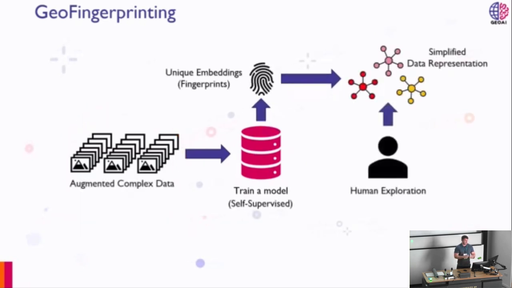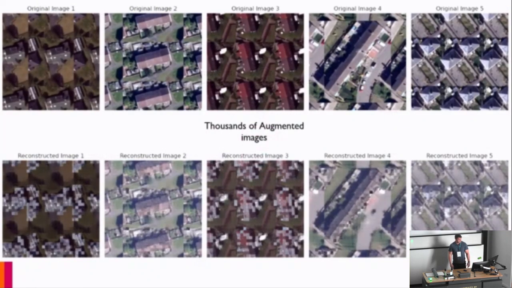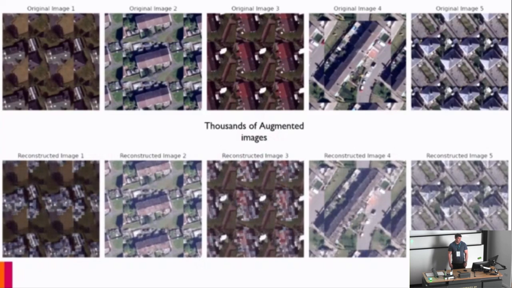So the idea of geofingerprinting is to create augmented sets of data based on areas that you know about already, use a self-supervised approach to create unique embeddings or fingerprints, and then use human exploration at the end when you've got simplified representations of your data. So here's an example of that in action. So this is a vision transformer model.